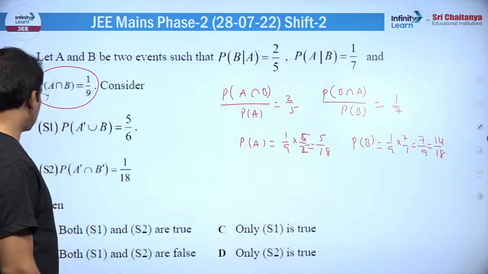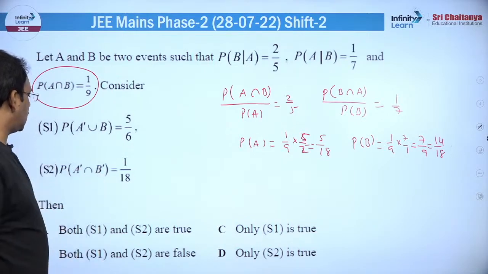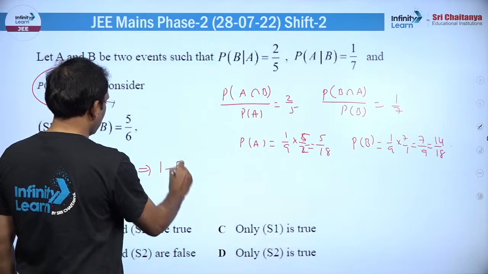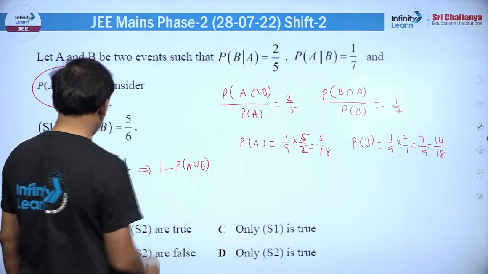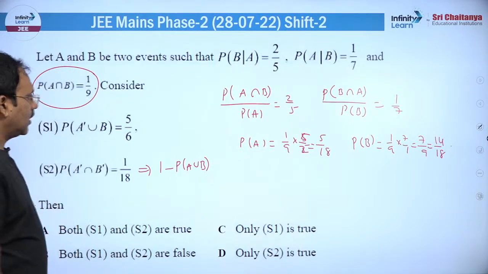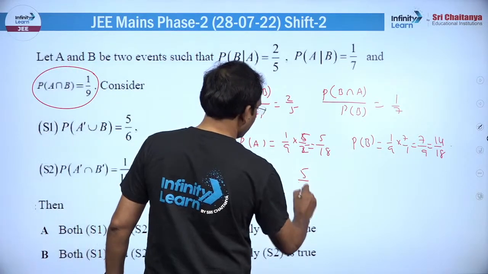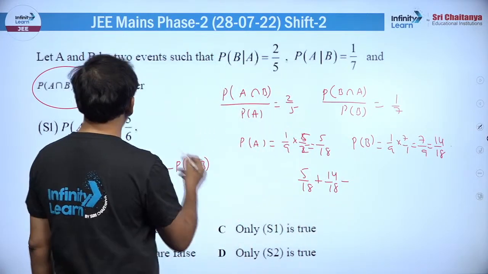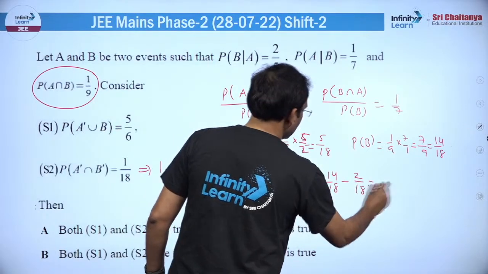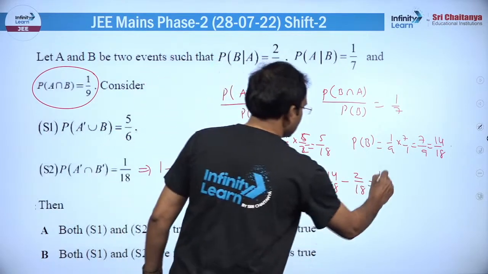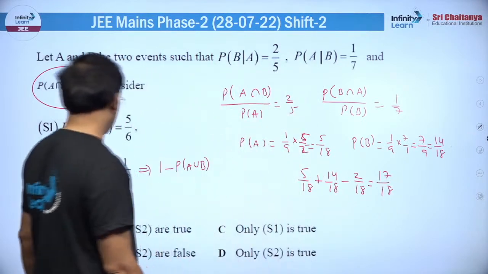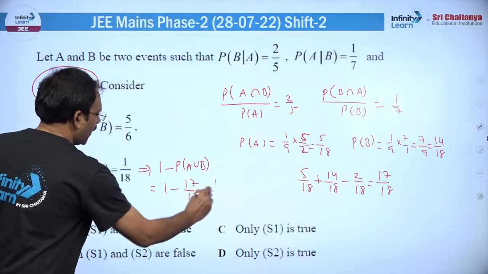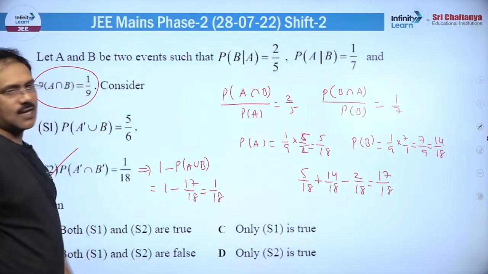Fine, he wants option 1, P of A dash intersection B dash, this is nothing but 1 minus P of A union B, right? Because this is A union B whole dash. P of A union B means P of A plus P of B minus P of A intersection B, which is going to be 12 plus 5, 17 by 18, is the answer. So 1 minus 17 by 18 is 1 by 18, so S2 is correct.